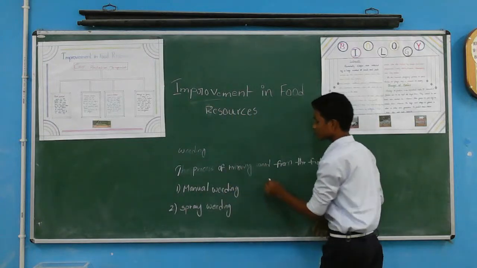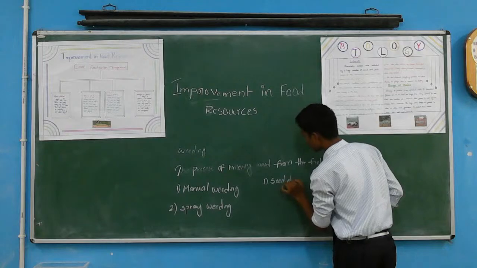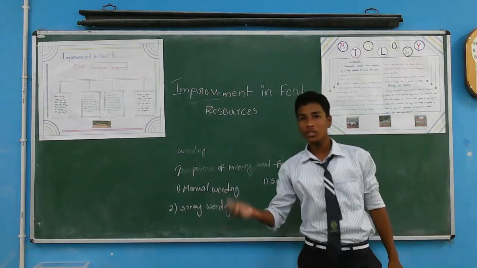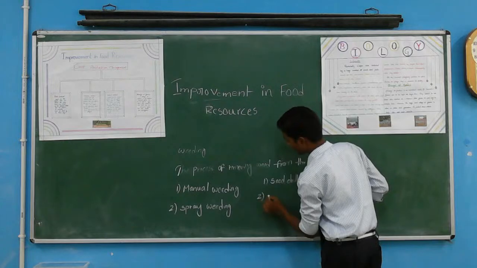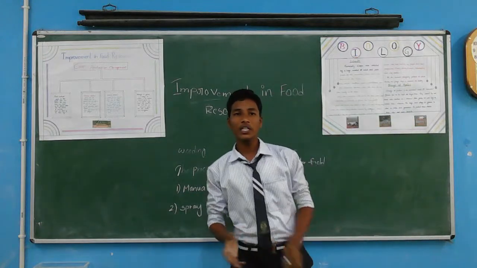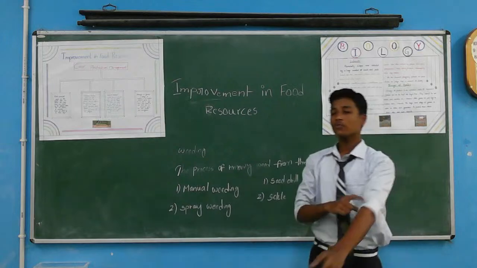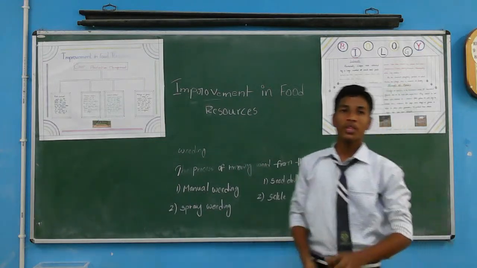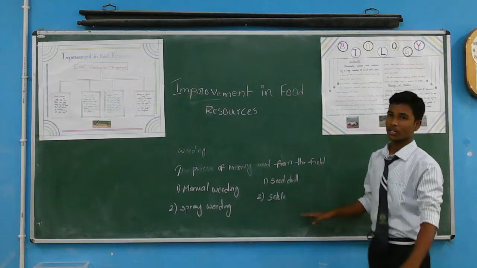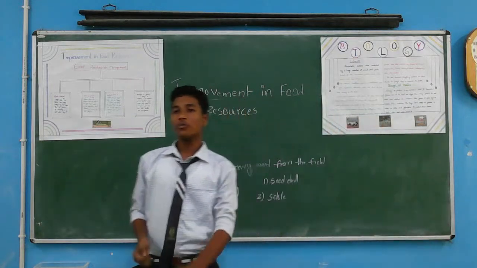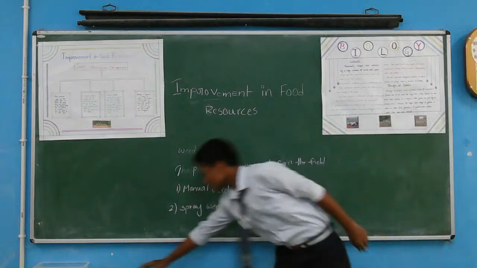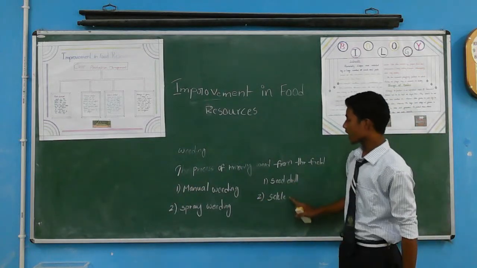What are they? First one, the seed driller. By using the seed driller, we can uproot these weeds from our cultivated fields. Then the second one is the sickle. By using the sickle, we can cut the weeds near to the ground from time to time. While we use the sickle, we cut those weeds near to the ground, and it takes so much time for them to grow again. So in manual weeding, we use the seed driller and the sickle.